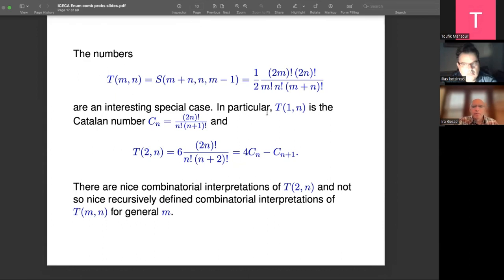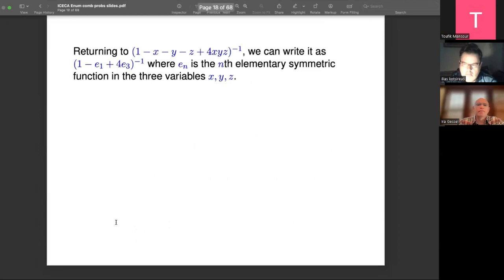And for general m and n, there's a not so nice recursively defined combinatorial interpretation because these numbers T of mn satisfy a recurrence with positive integer coefficients. So you can sort of make up a combinatorial interpretation, but it doesn't seem very natural.